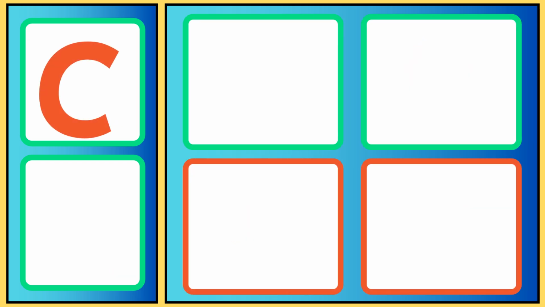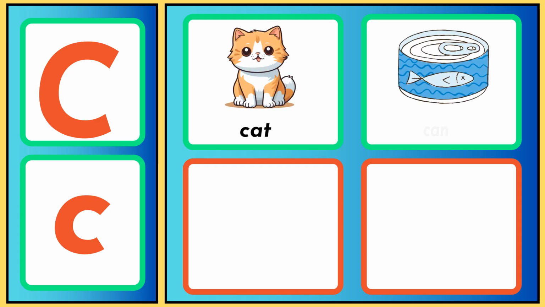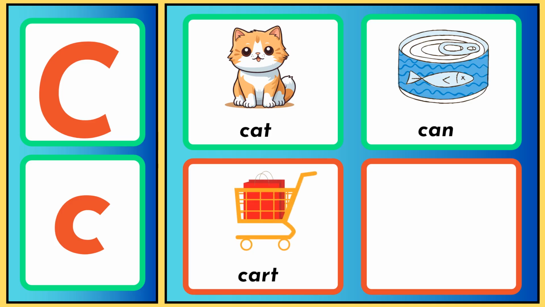Capital letter C. Small letter C. C says K. K. K is for cat. K, can. K, cart. K, cup. K.